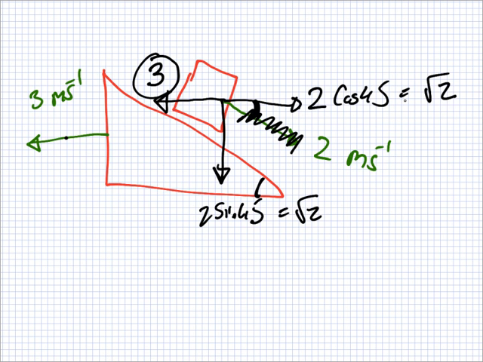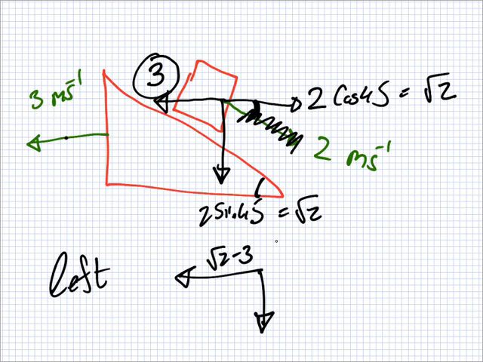Which is bigger, 3 or root 2? 3 is bigger. So it's going to head to the left, and it'll be going down. So it'll be going left with root 2 minus 3. That's negative, it's heading left. And it's going down with minus root 2.